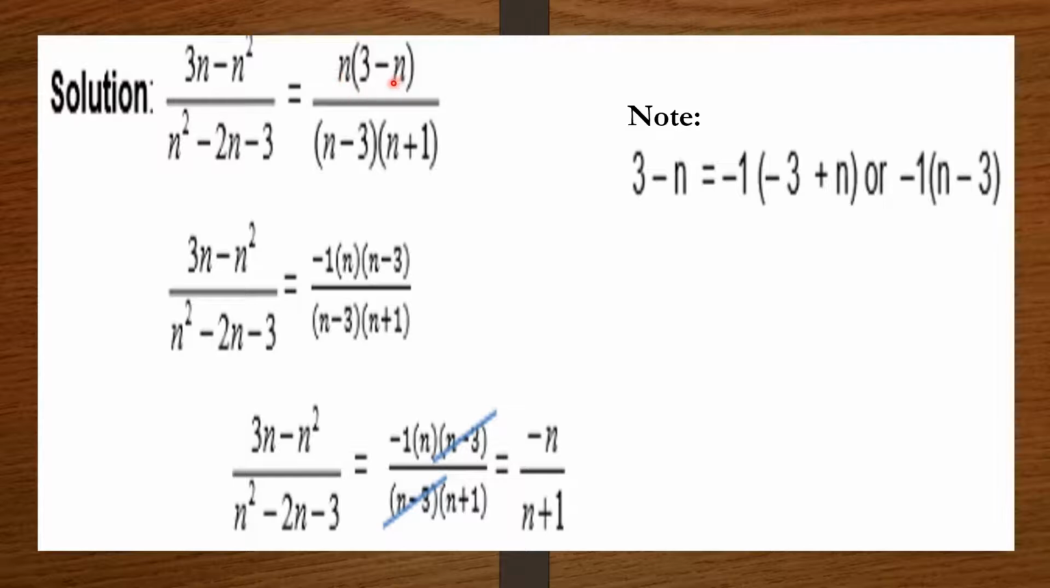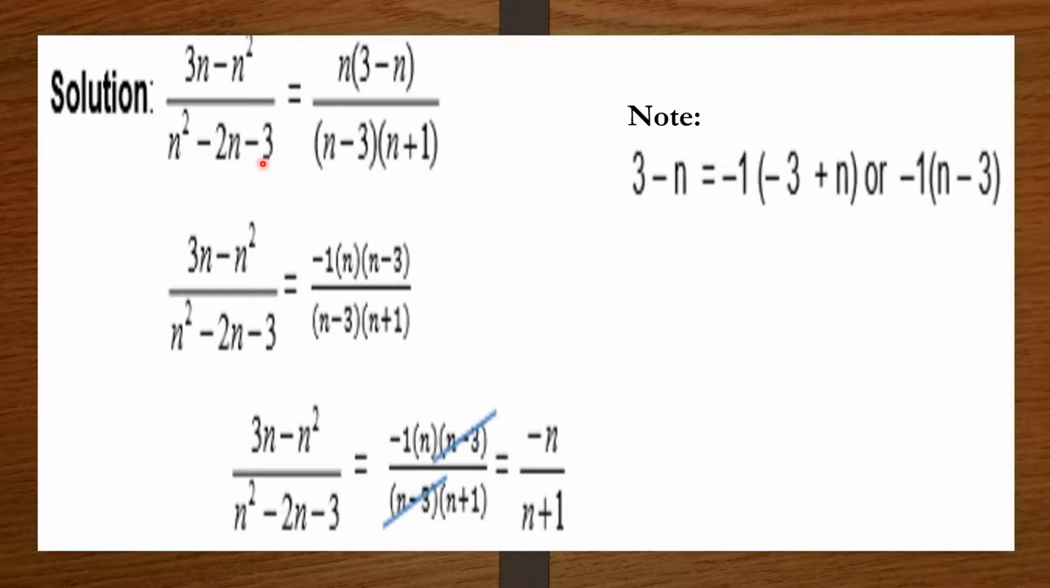Okay, let's factor the denominator. This is a general trinomial. Okay, the coefficient here of the square term is 1. So we will find the two numbers that will give us a product of negative 3 and the sum is negative 2. One must be positive and the other number must be negative.